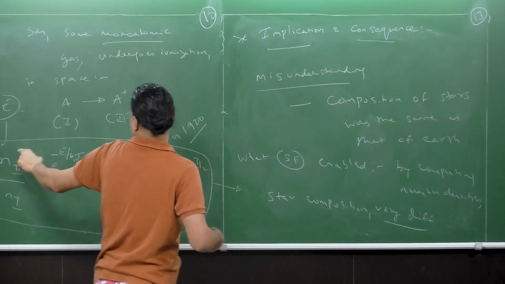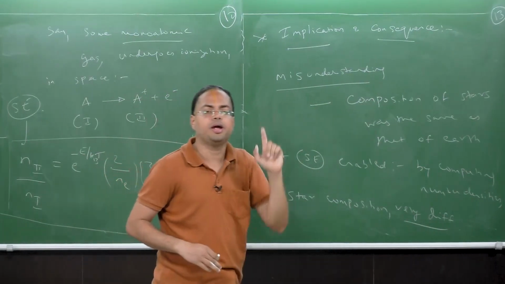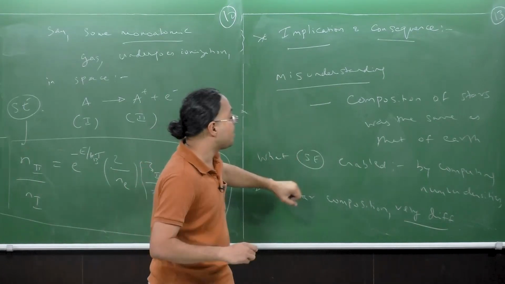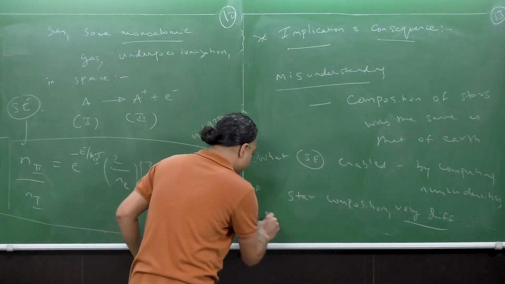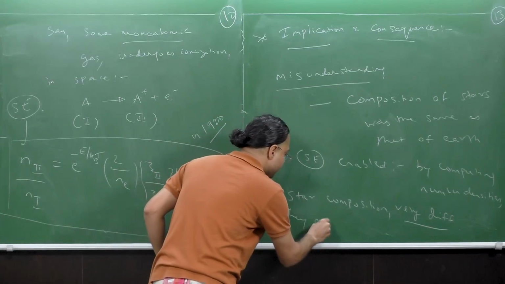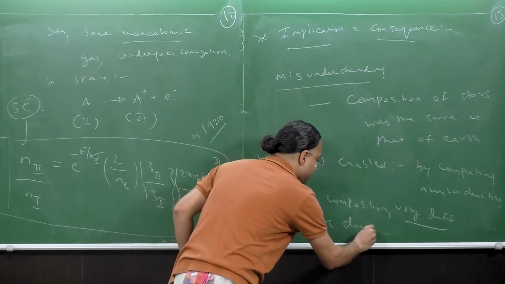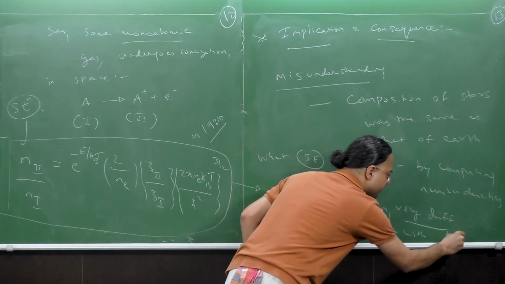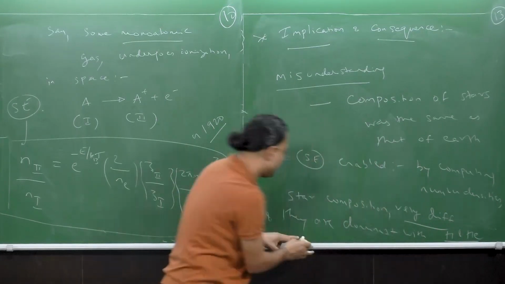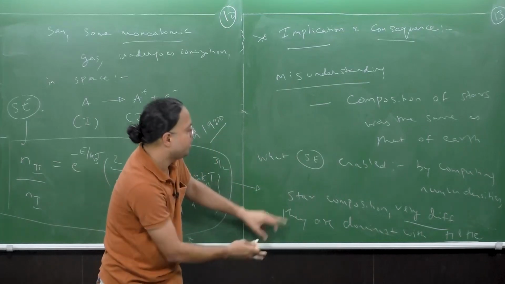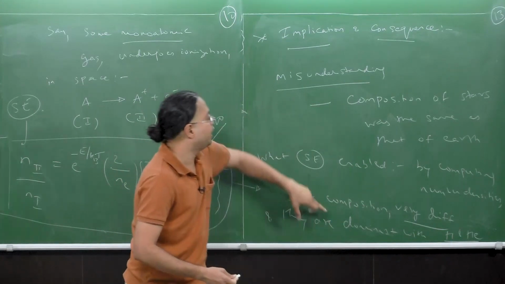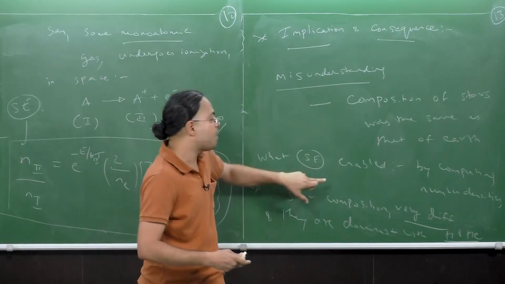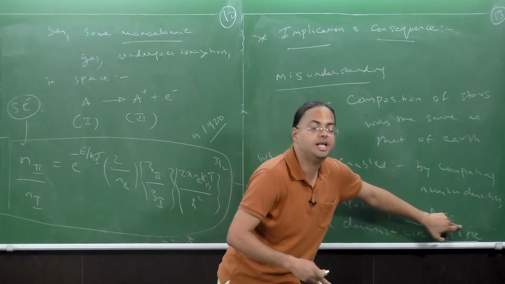Okay, so by applying Saha's equation, this was predominantly done by Professor Payne from Harvard University, it was found that the star compositions are very different and they are predominantly dominant with hydrogen and helium. I'll tell you what I've written in the bottom part of the board. So the star composition is very different from what is found on Earth, and it is dominant with hydrogen and helium only, predominantly.